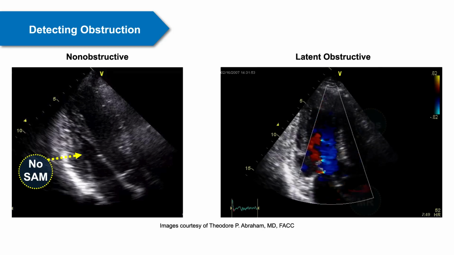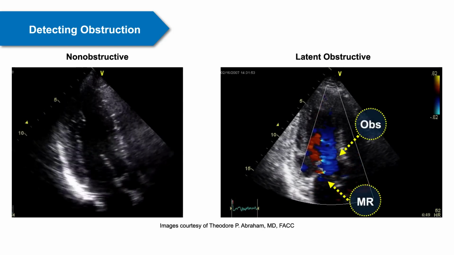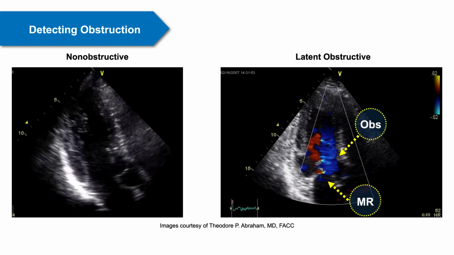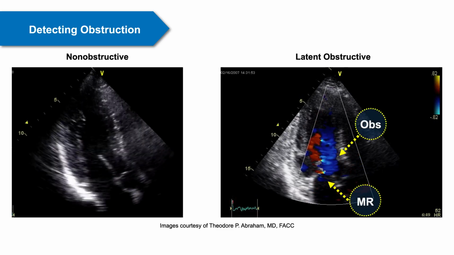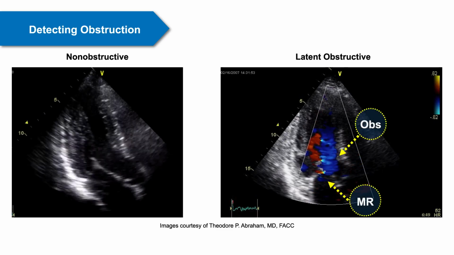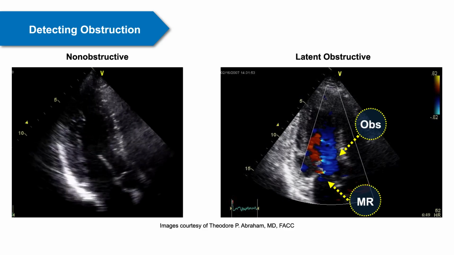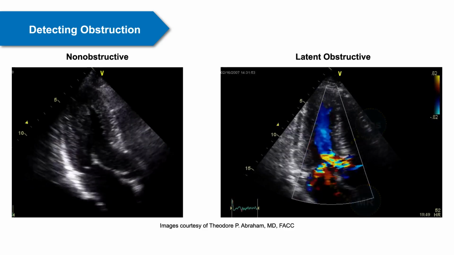In patients that have exertional symptoms and have no gradient with a standard transthoracic echocardiogram, one should consider performing stress echocardiography, ideally using a treadmill or a bicycle ergometer, to detect provocable obstruction.